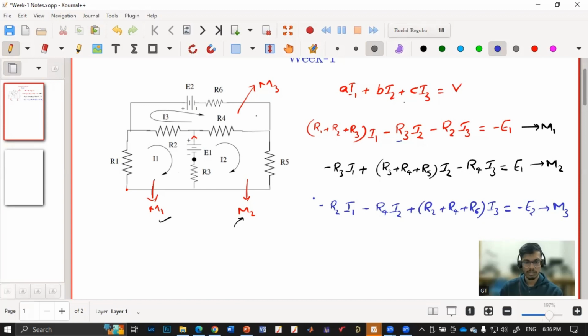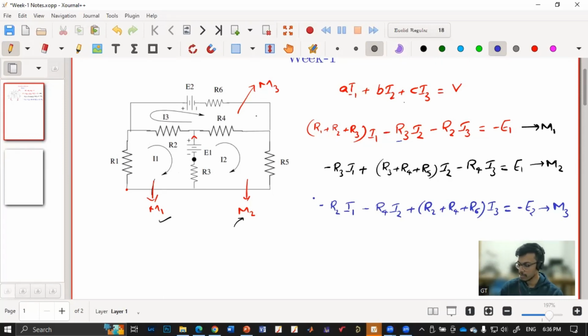Now coming on to the RHS side, which is the voltage sources. The voltage sources could be either positive or negative, but how will I know which? If the current is entering the voltage source, it is negative. If the current is coming out of the voltage source, then it is positive. What I mean to say is, if we consider mesh M1, I1 is entering the source. So we'll get a minus sign. So that's a minus E1.